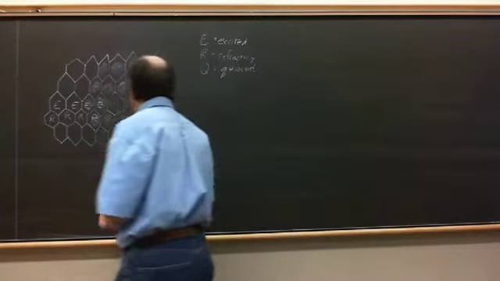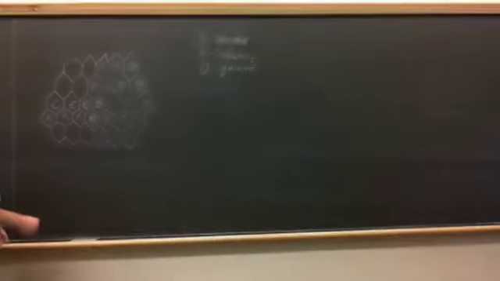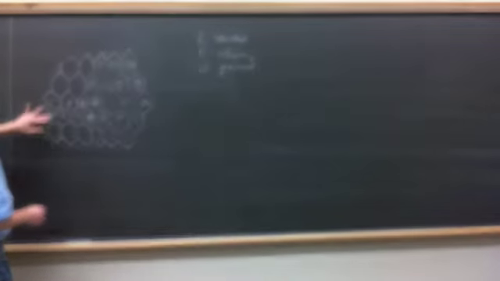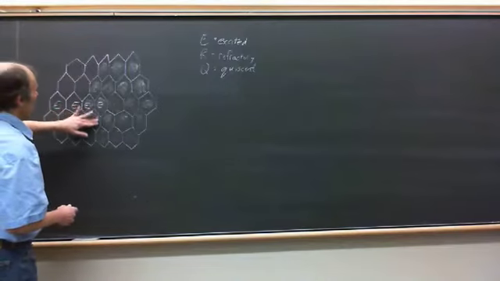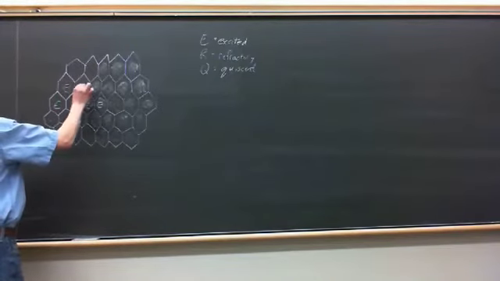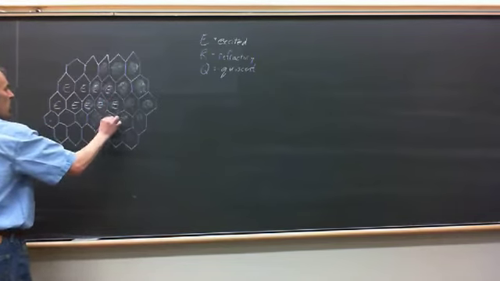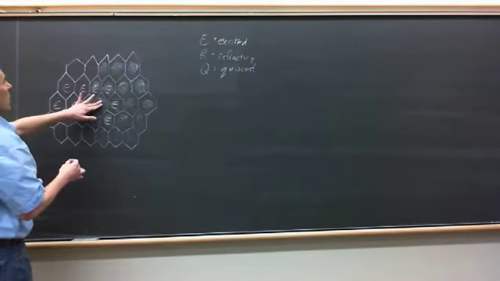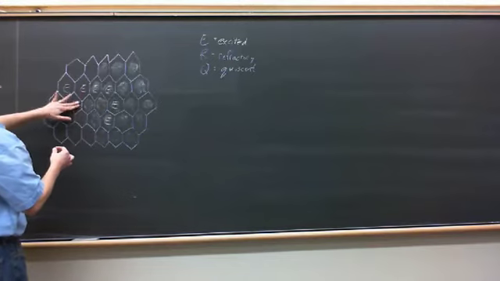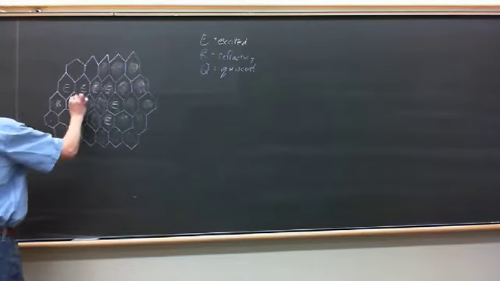So what you should have gotten is at the next time step, well, this would have gone to quiescent. This would have gone to excited all the way around, including those two. And then these, which had been excited before, would go to refractory.